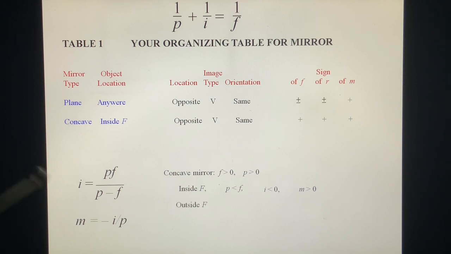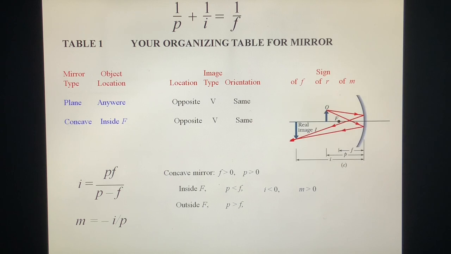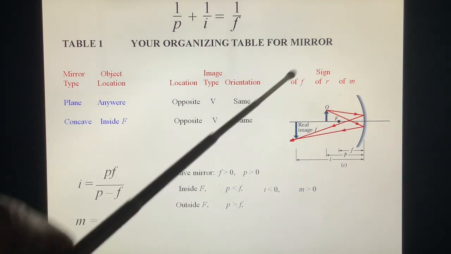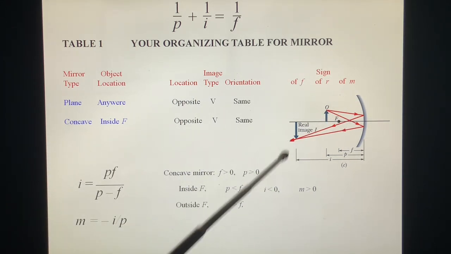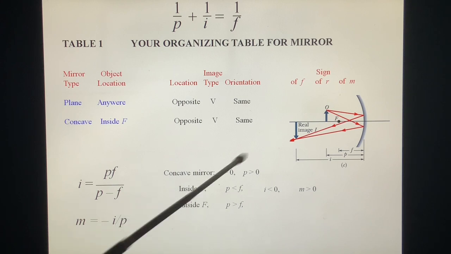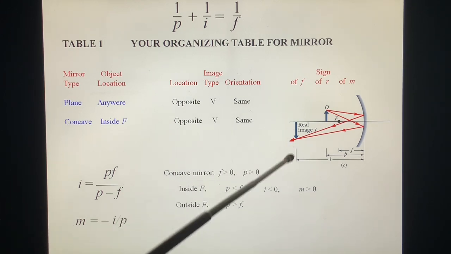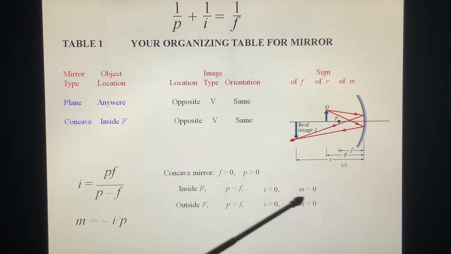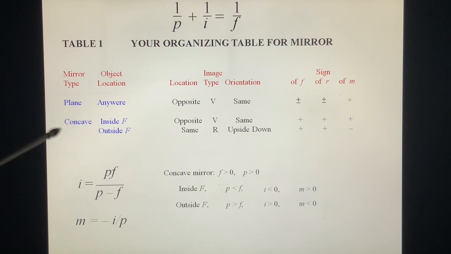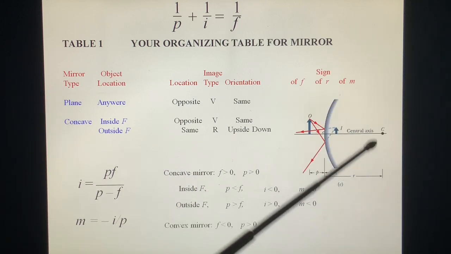Now, let's see outside F. Outside F means P is larger than F. Then I is positive. That means it is on the real side. M is a negative number. This is an inverted picture. So we see I is larger than zero, and R is larger than zero.